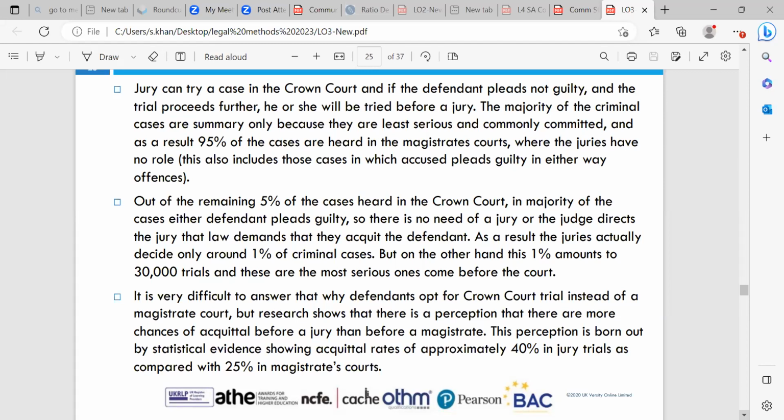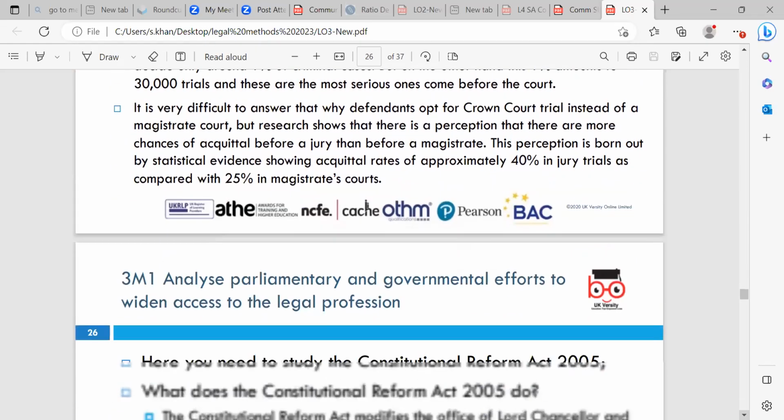But on the other hand, this 1% amounts to 30,000 trials, and these are the most serious ones that come before the court. It is very difficult to answer why defendants opt for Crown Court trial instead of magistrates' court, but research shows that there is a perception that there are more chances of acquittal before a jury than before a magistrate. This perception is borne out by statistical evidence showing acquittal rates of approximately 40% in jury trials as compared with 25% in magistrates' court.